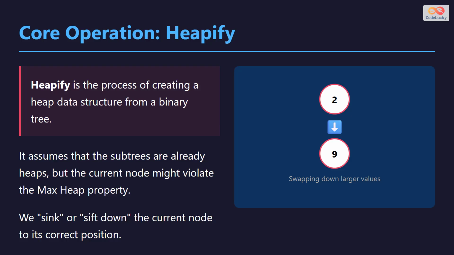The magic happens through an operation called Heapify. Heapify takes a specific node that might be violating the heap property and fixes it. It assumes the subtrees below are already valid heaps, and it sinks the current node down to its correct position by swapping it with larger children.